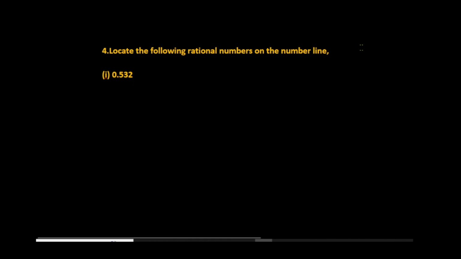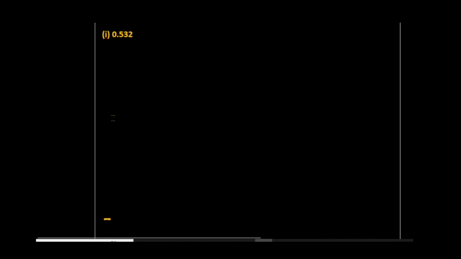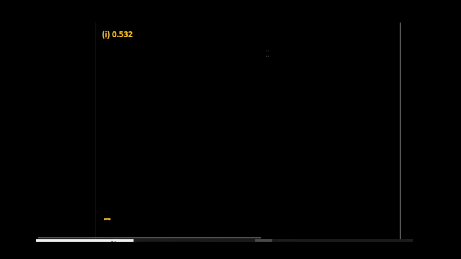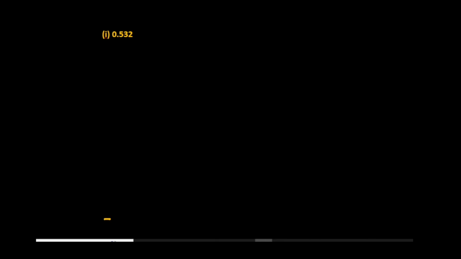Locate the following rational number on the number line. Now how to locate it? So 3 decimals are there. Now look at 0.5 lies between which 2 decimals? Decimal by decimal we can check it. Look at the first digit: 0.5 lies between 0 and 1. 0.5 is in between 0 and 1.